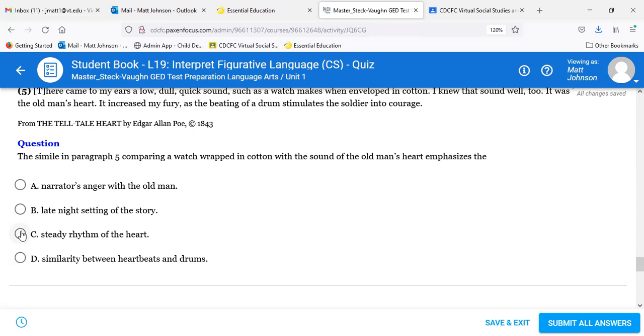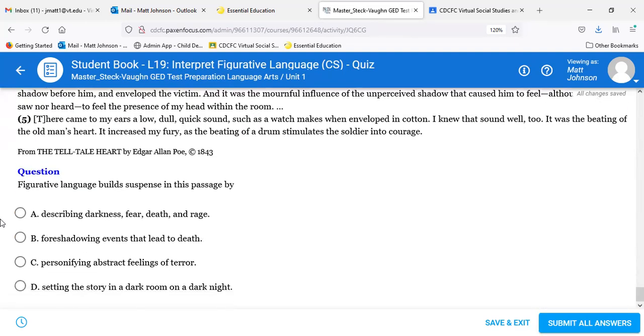Is it C? Yep, steady rhythm, right? We think of a ticking watch as a steady beat. Having it wrapped means it's going to have a duller sound, more of a thud, and it's going to sound a little more like a heart rhythm. And of course, this plays into what we also read about the telltale heart, right? Because at the end, he hears the heart beating under the floorboards where he had buried the old man. So it's foreshadowing that event as well, the ticking of that heart that comes up again later in the short story. So 5 is C as in cat.